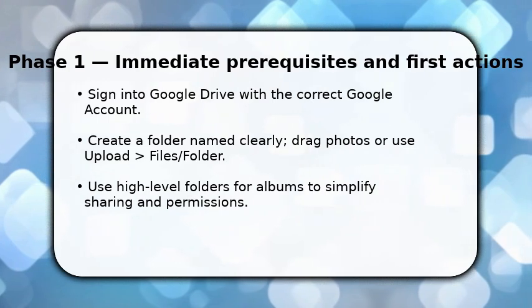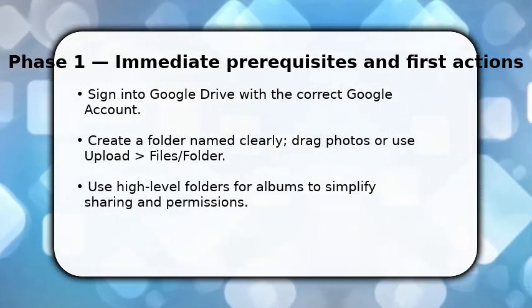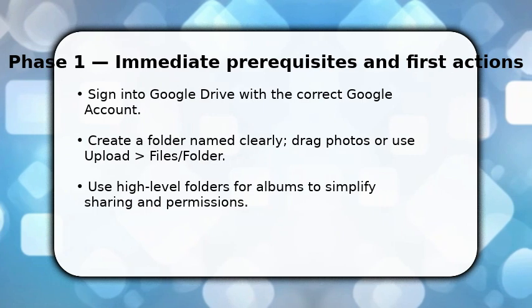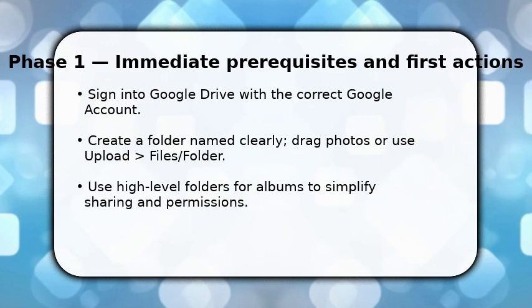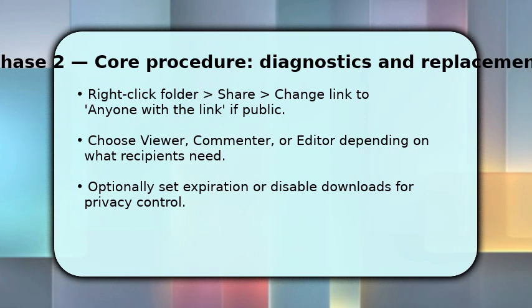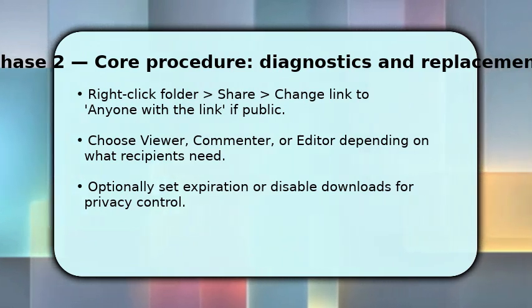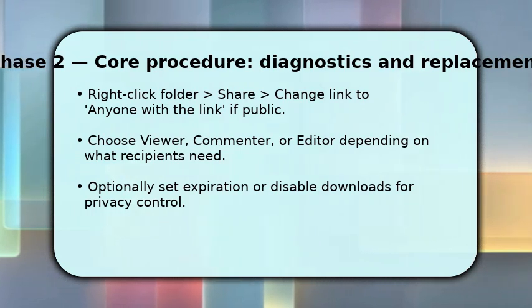Once done, right-click the folder to access sharing options and prepare link settings. This approach avoids chaotic one-off links and makes permission management predictable for recipients. Next, set the link permissions so recipients can access photos without your intervention. You right-click the folder or selected files, choose Share, then change to anyone with the link when appropriate.